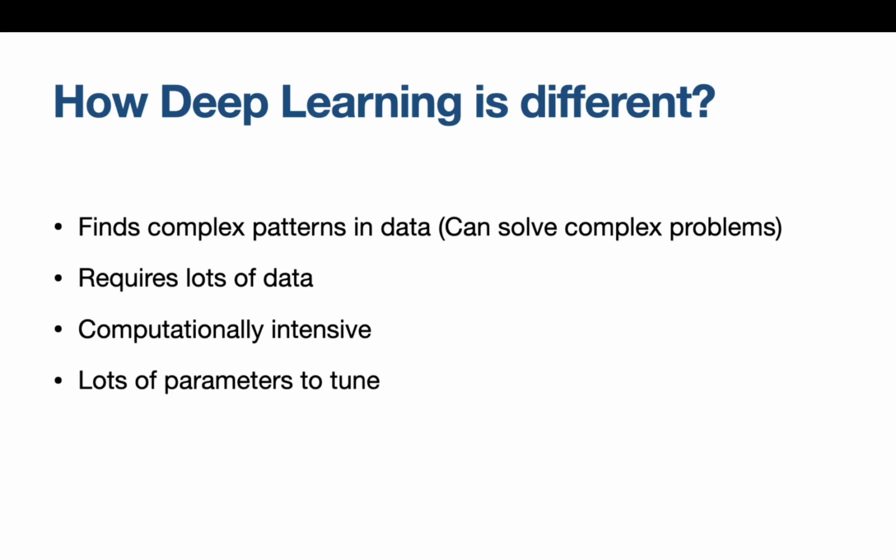First, it finds complex patterns in the data, that is, it can solve complex problems. Second, it requires lots and lots of data compared to traditional machine learning. Third, it is computationally expensive, so it requires CPU and often GPU to crunch the data. And finally, it requires a lot of parameters to be tuned. So it has a lot of constraints and parameters which need to be tuned.